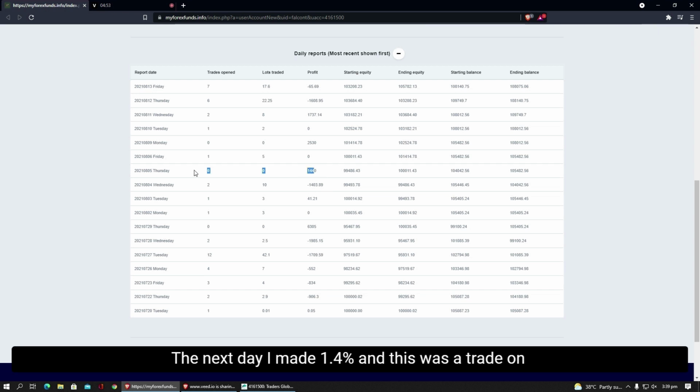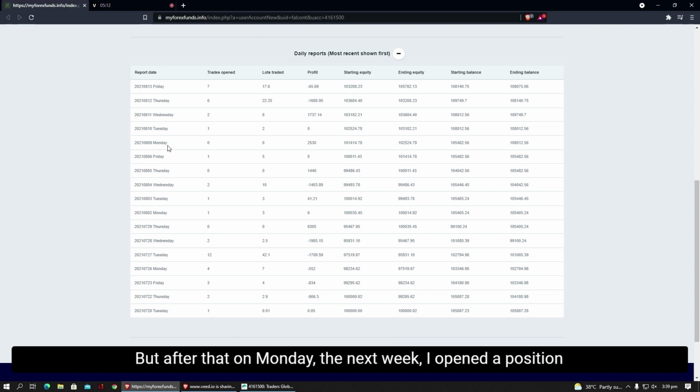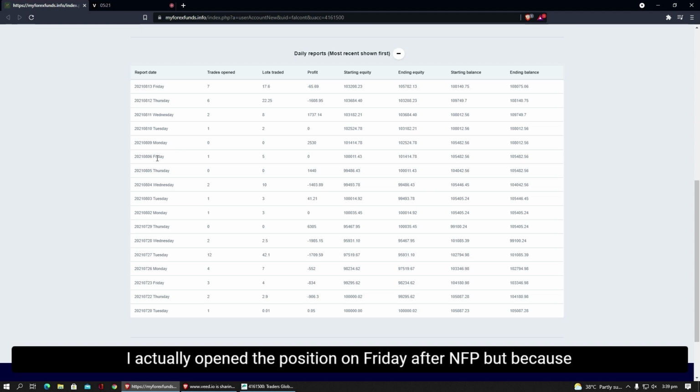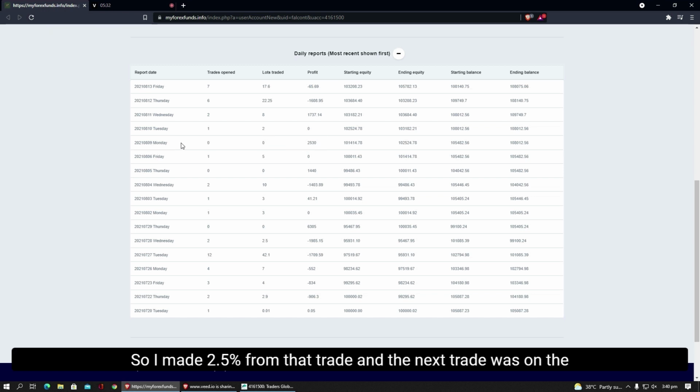1.4%. And this was a trade on pound USD short, and this was a trade on euro yen short. I lost this trade of euro yen and I made profit on this trade of pound USD. I am still at break even, but after that, on Monday, the next week, I opened a position on Australian dollar US dollar. I actually opened the position on Friday after NFP, but because it hit my take profit on Monday, it is showing that we had made $2,500 on Monday. So I made 2.5% from that trade.